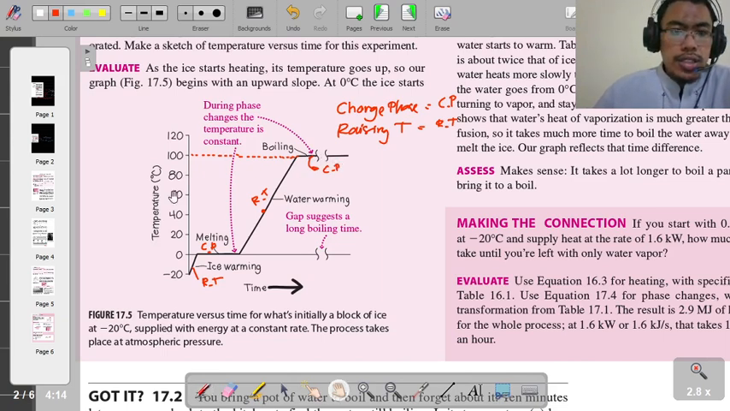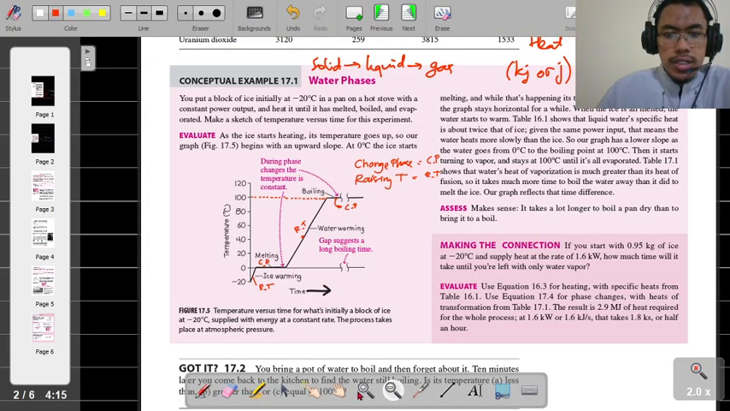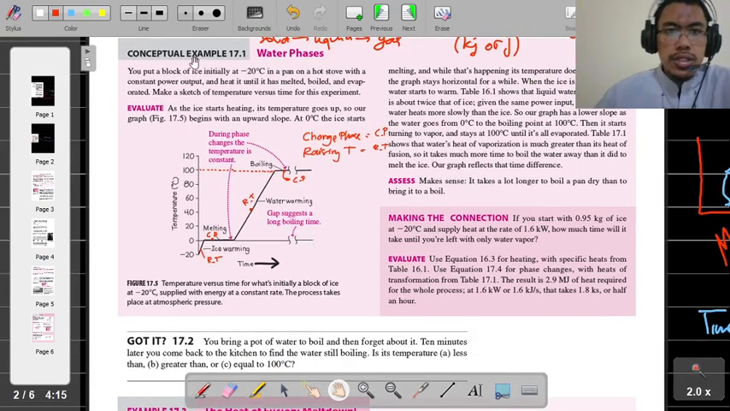Yeah, so this is the drawing or the image of phase transformation for water from minus 20 degree of Celsius into gas, into steam, with the temperature is 100 degree of Celsius. Okay, so this is the explanation for this example.